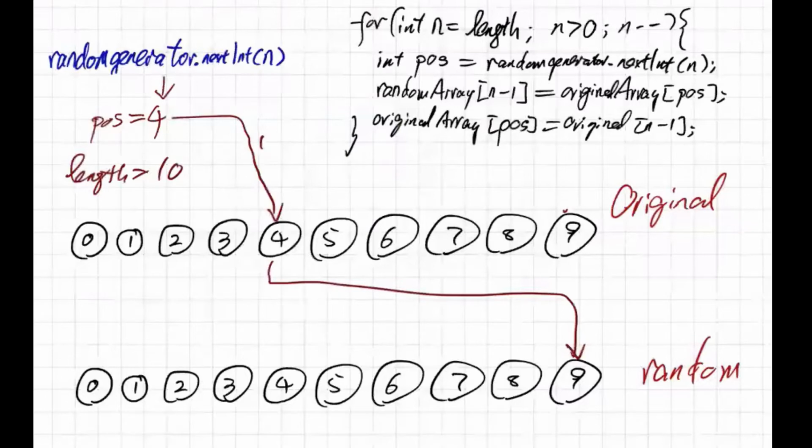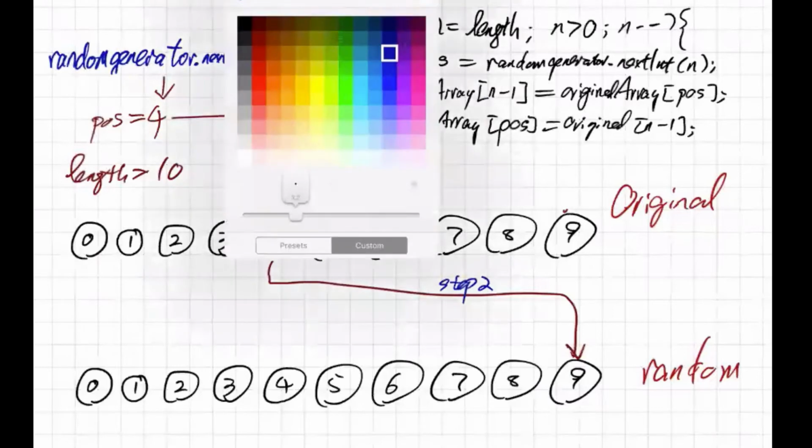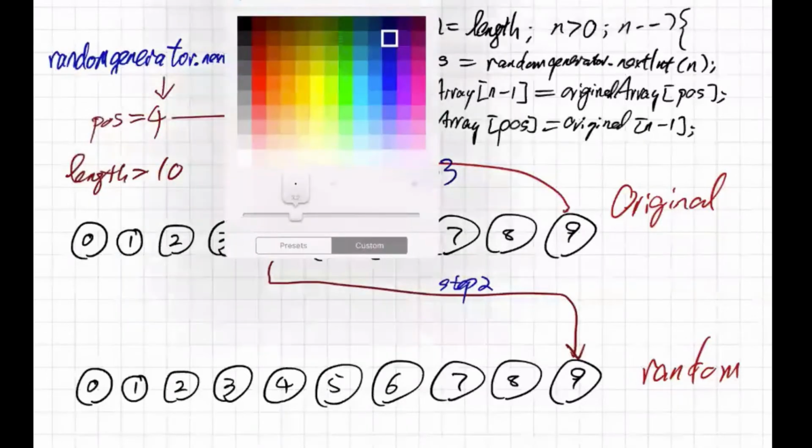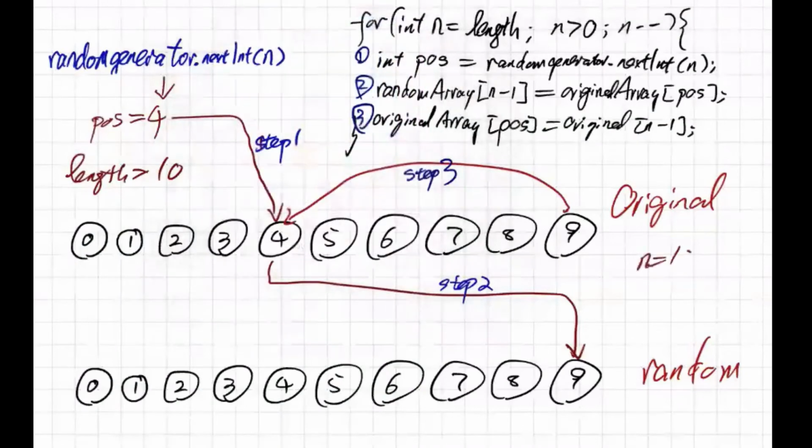That's our step 1, step 2, and then we're going to move the last one to the first one. That's our step 3. So this is step 1, step 2, step 3. Now this is for n equal 10. This is the situation for n equal 10; now n equals 9.